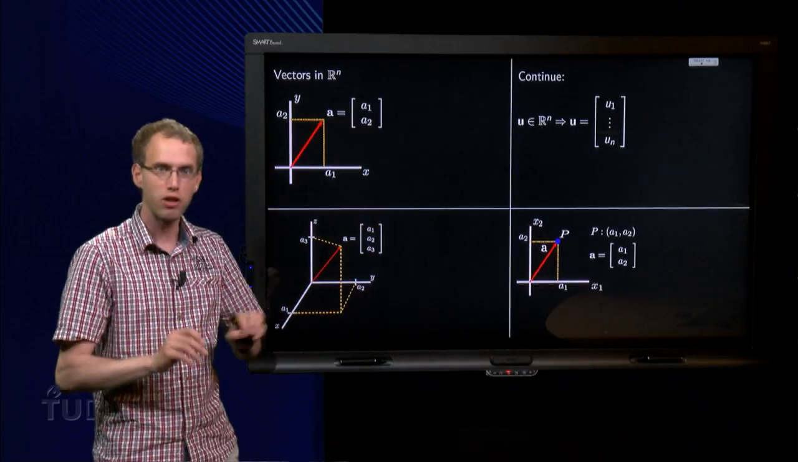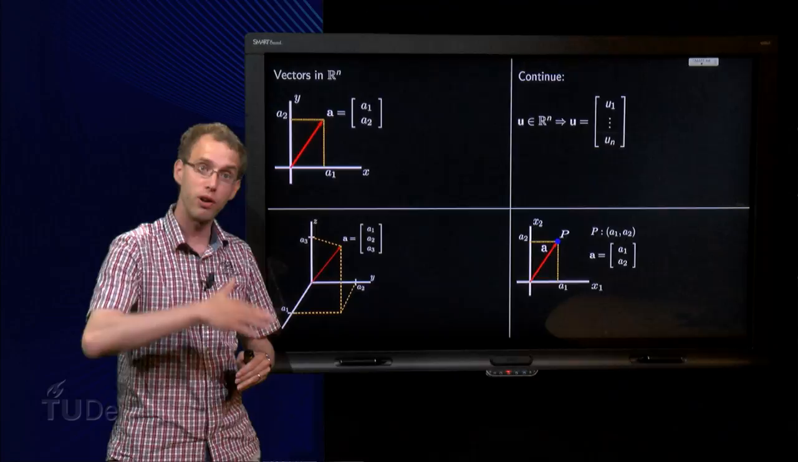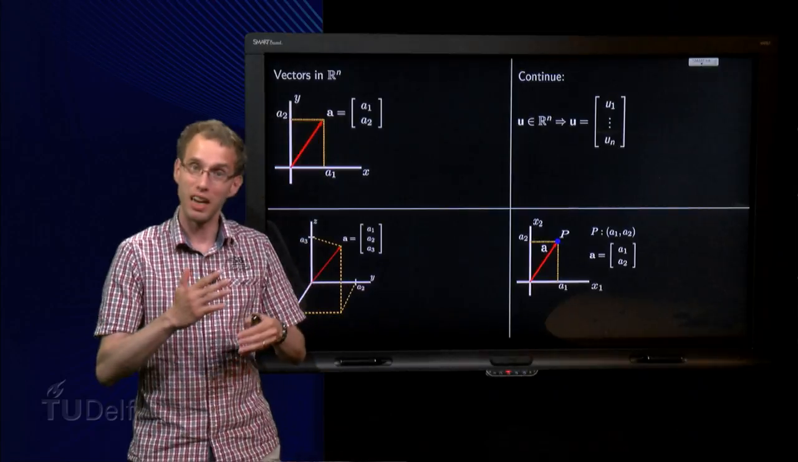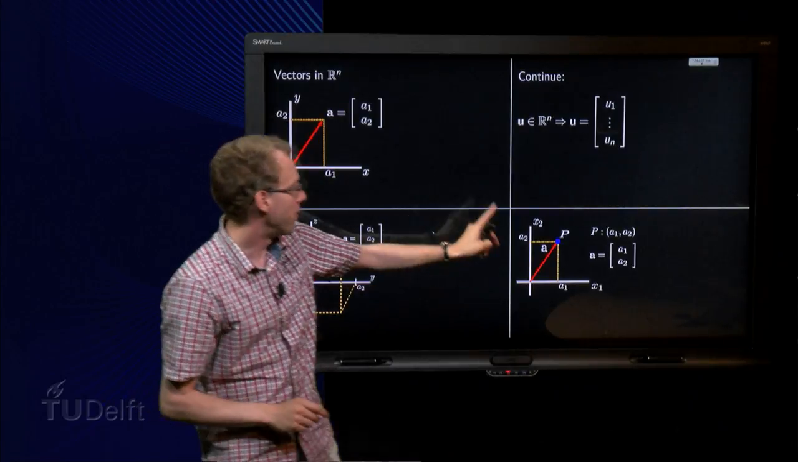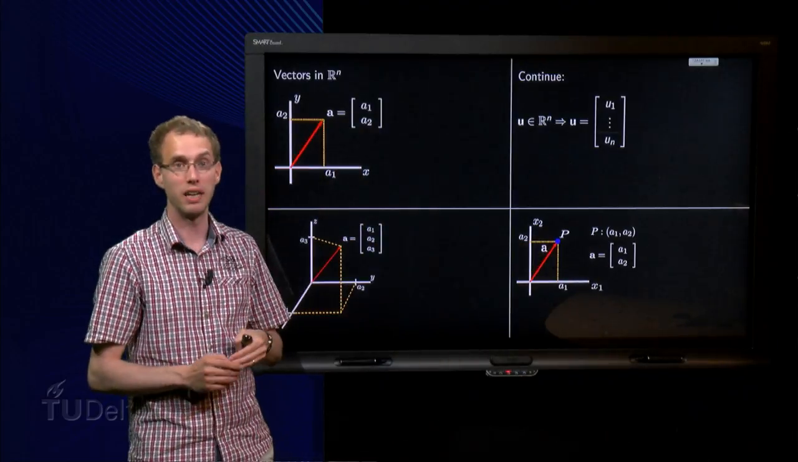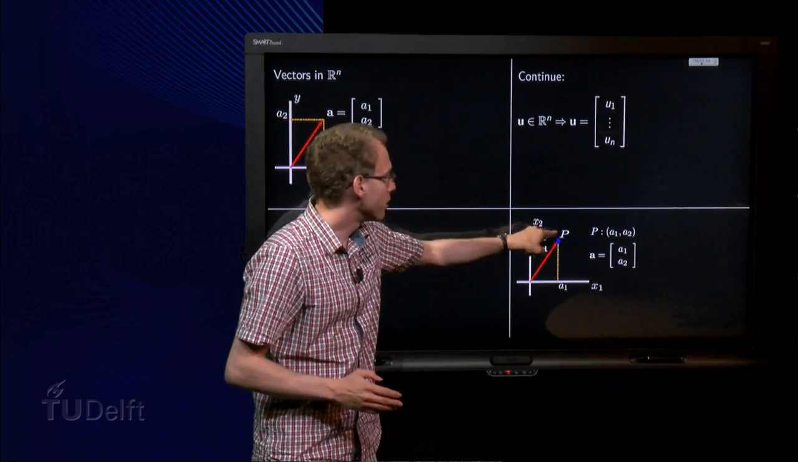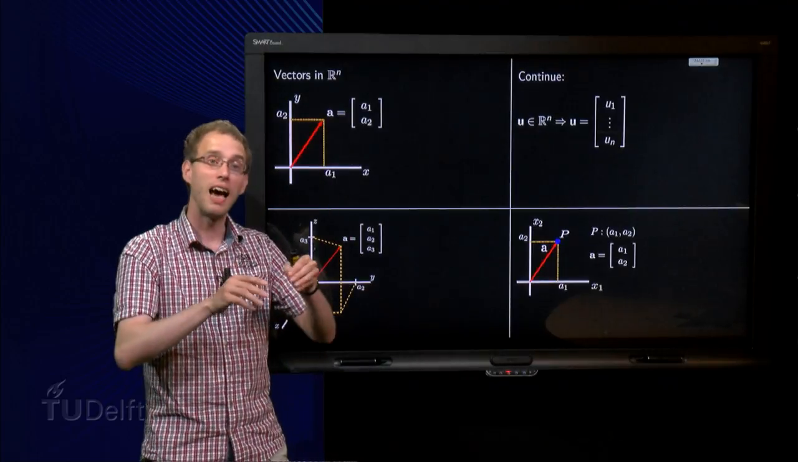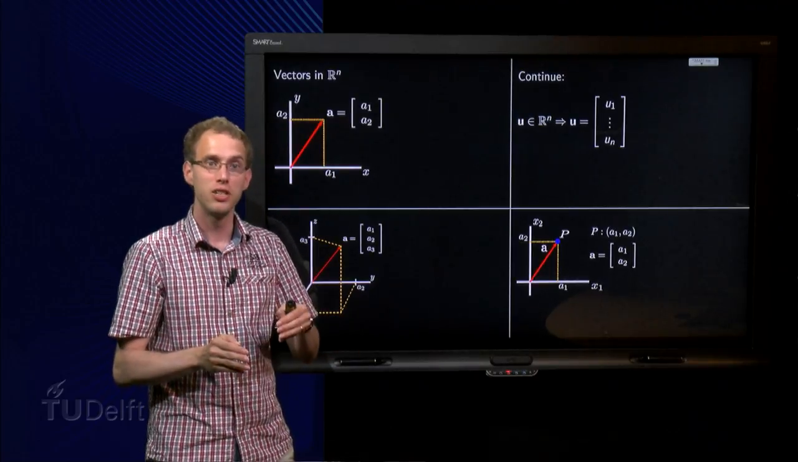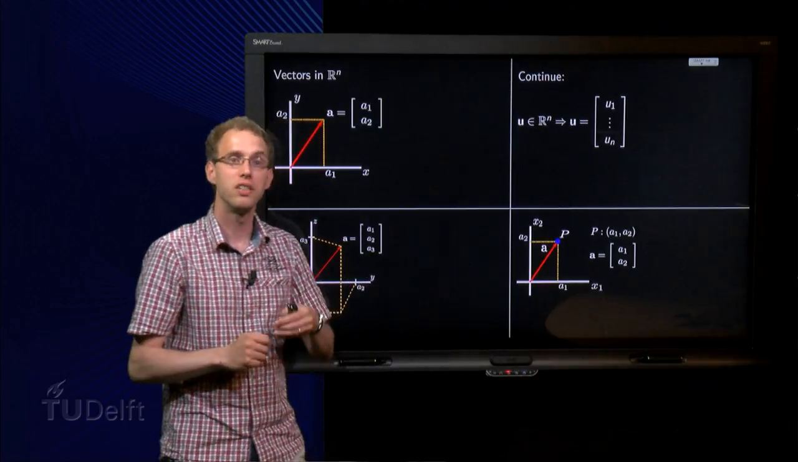Here, just back to R2 to make the drawing a bit easier. We have here again our vector A from the origin to the point P. Well, the point P has components A1, A2, so that's the point. And the vector starting at the origin going towards P, A is the vector, its components are A1 and A2. And now, in many applications, the point P, which is a point in the plane, and the vector A going from the origin towards P are used interchangeably. So people use a vector to denote the point and vice versa.